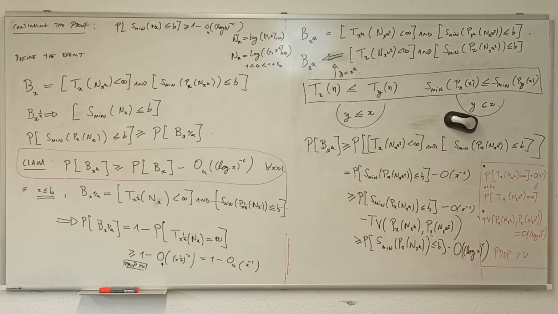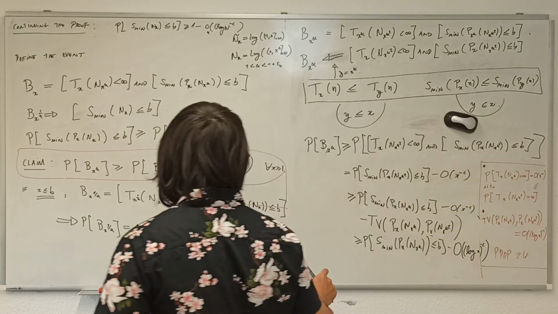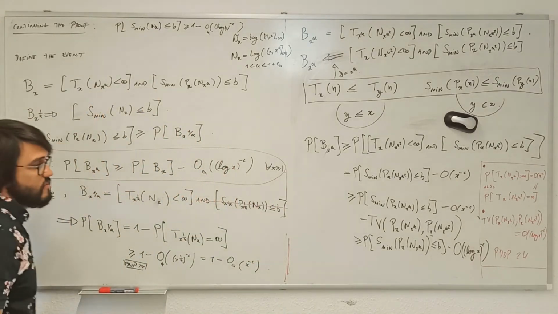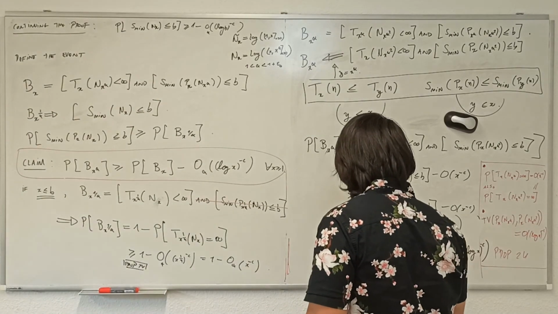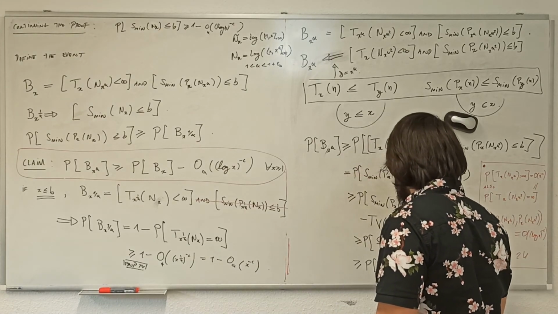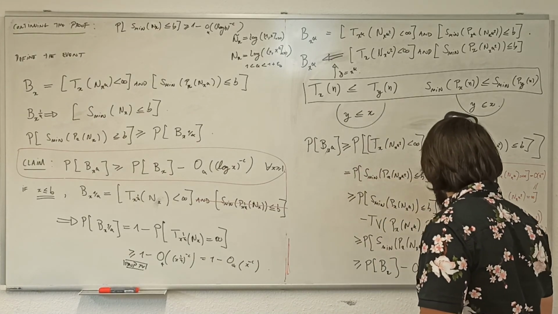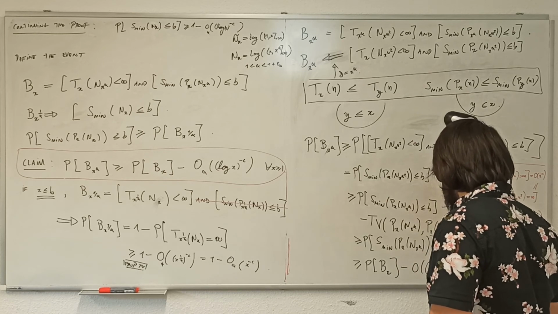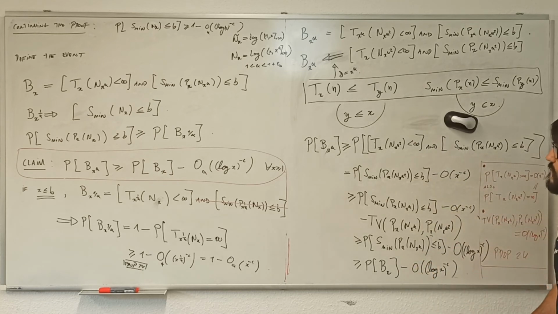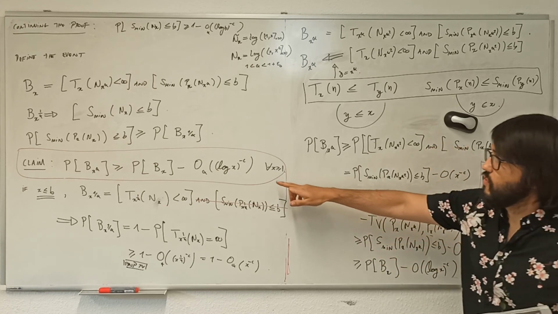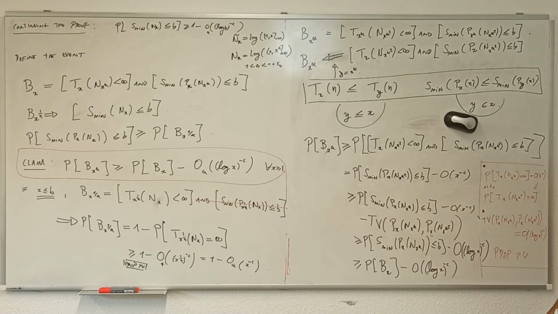But now this is almost event bx. Event bx has exactly this, but plus another thing, which I can bound from below by probability of bx minus O of log of x to the minus c. So basically what I'm doing is creating a sequence of steps to prove the claim. And I'm using over and over the second part of the proposition, together with the first one.